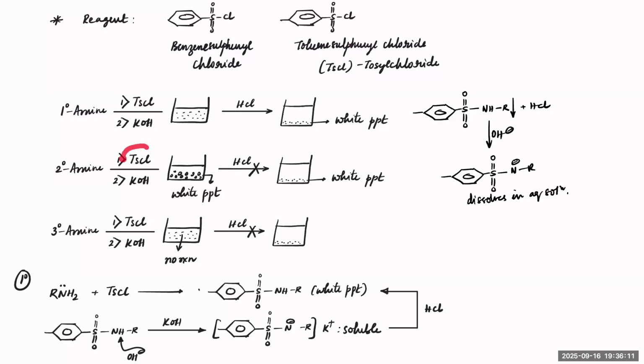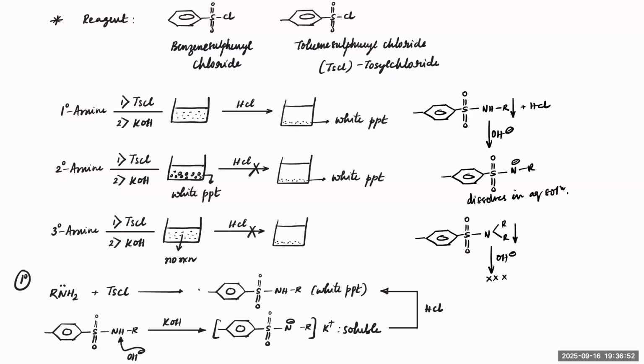If it is 2 degree amine, what would happen? See, if it is 2 degree amine, first you add tosyl chloride. Here also you will get white precipitate, same as this one. But this time there are no hydrogens present on it. It would only have two R groups on it. So what happens in the presence of OH minus? Now it does not form any dissolved salt. Clear? Therefore, because it does not have any dissolved salt, there is no point of adding HCl also. It will remain the same.